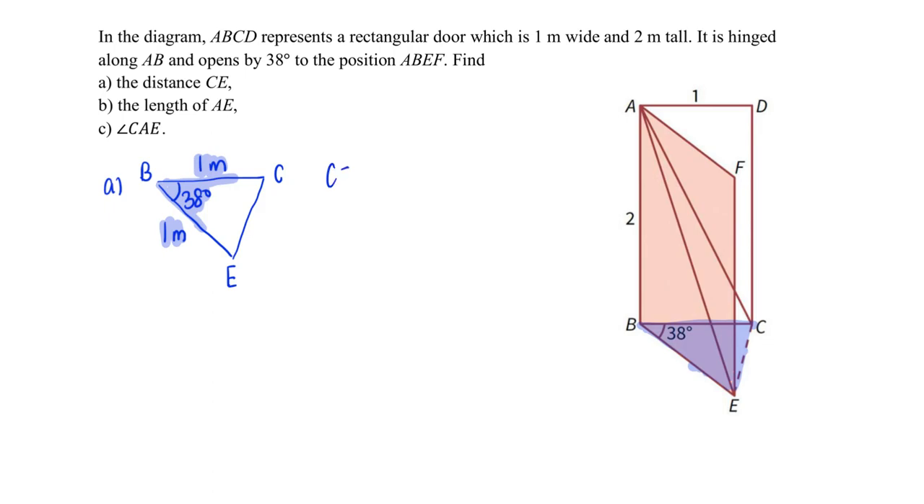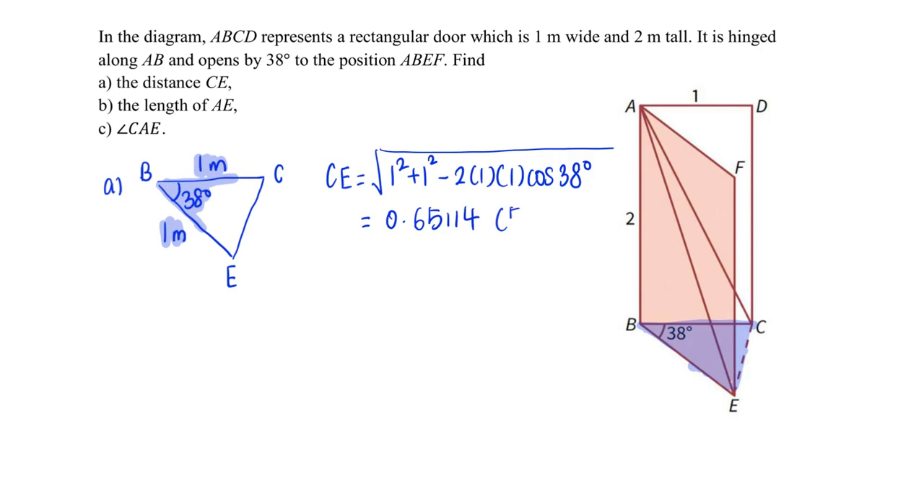What rule should we use, ladies and gentlemen? Yes, cosine rule. 1 squared plus 1 squared minus 2 times 1 times 1 times cosine 38 degrees. Square root to give me a value of 0.65114 to 5 SF, so 0.651 meter to 3 SF.